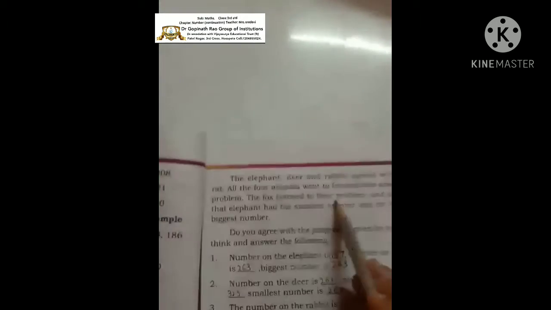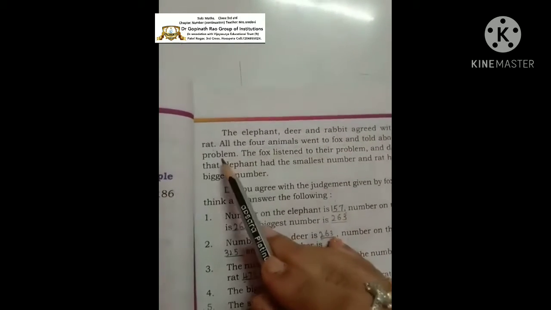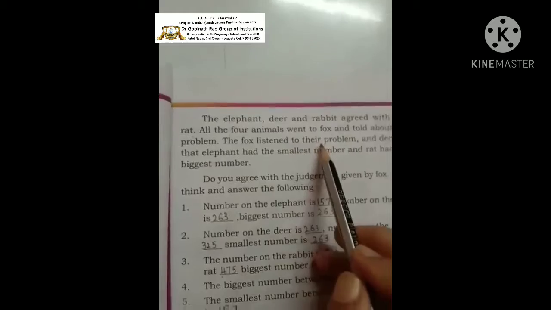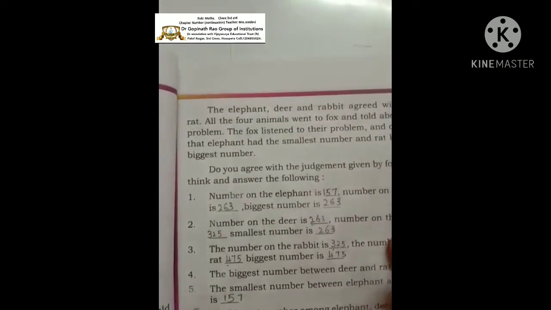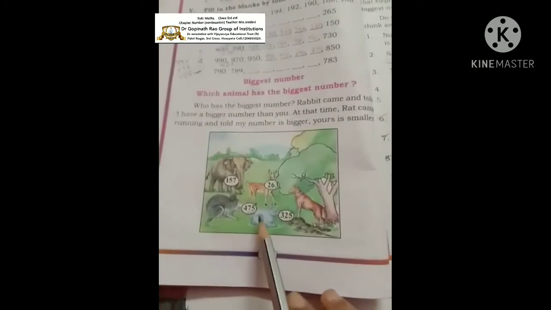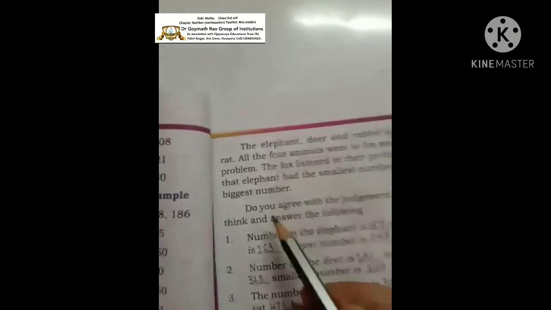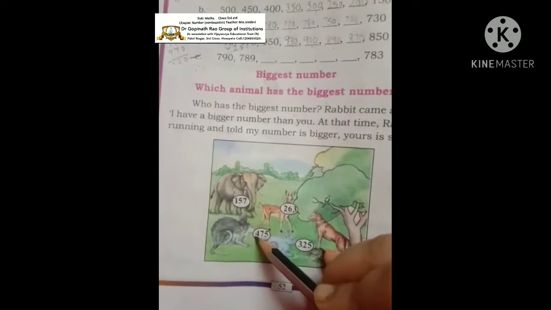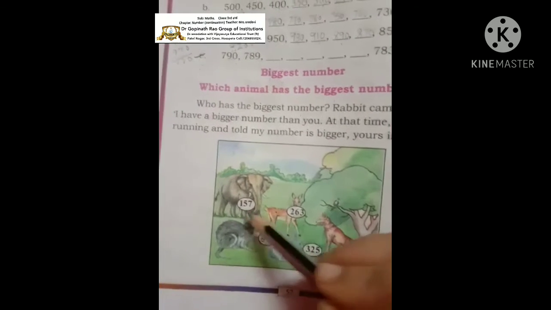All the four animals went to the fox and told about the problem. The fox listened to their problem and decided that the elephant has the smallest number and the rat has the biggest number. See, children, the elephant is having the smallest number, whereas the rat is having the biggest number. Do you agree with this? Correct? See, always we should compare the numbers in the hundreds place first. 4 is a bigger number than 1. So the rat has 475, the biggest number, whereas the elephant has the smallest number.